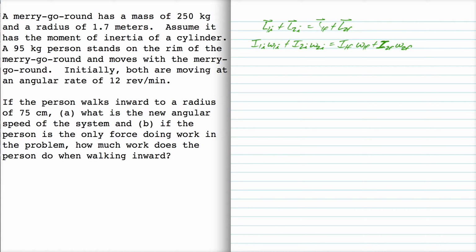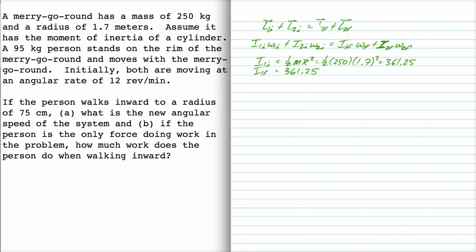So, let's take the merry-go-round as object number 1. So I1I is the moment of inertia for the merry-go-round. Now the merry-go-round has the moment of inertia of a cylinder. So that's 1/2 mr squared. And we are told that the merry-go-round has a mass of 250 and a radius of 1.7 meters. So that's 361.25. Now, during this problem, the moment of inertia of the merry-go-round itself doesn't change. The merry-go-round is not changing its radius, it's not changing its shape or anything like that. So I1F is also 361.25.